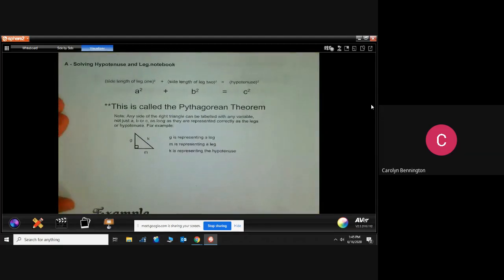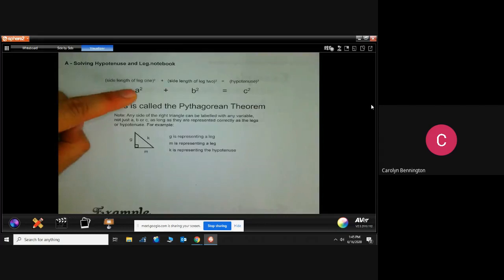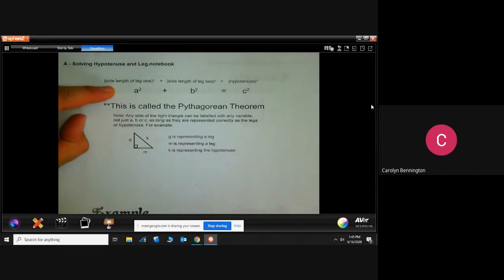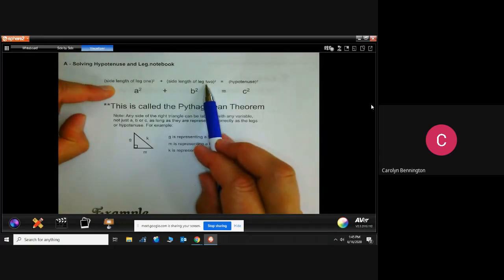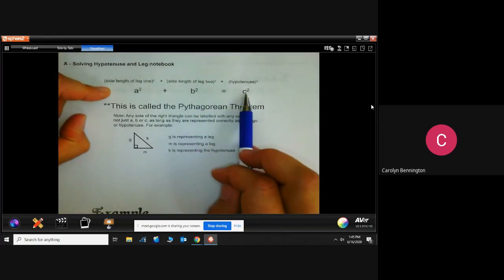So in our Pythagorean theorem, a squared is just one of the legs that's squared. b squared is the second leg that is squared. And then c squared is the hypotenuse.